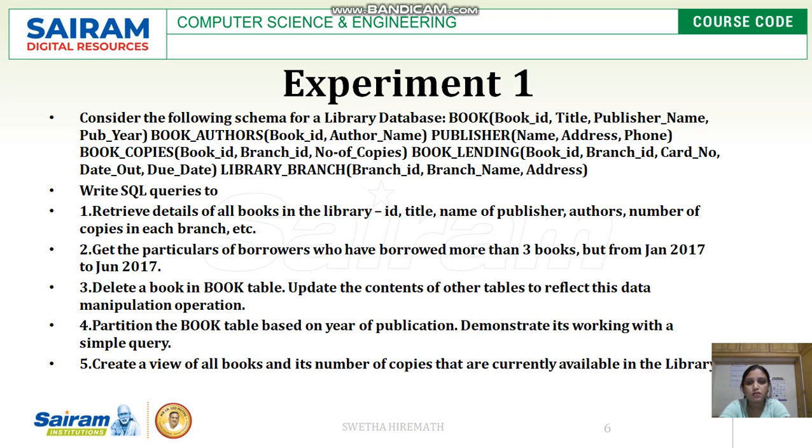The last table is library branch, which records where the library is located. If it has more than one branch, then what is the branch ID, what is the branch name, and what is the address. All these 6 tables have to be created in our library database before we execute the queries or work on the queries.